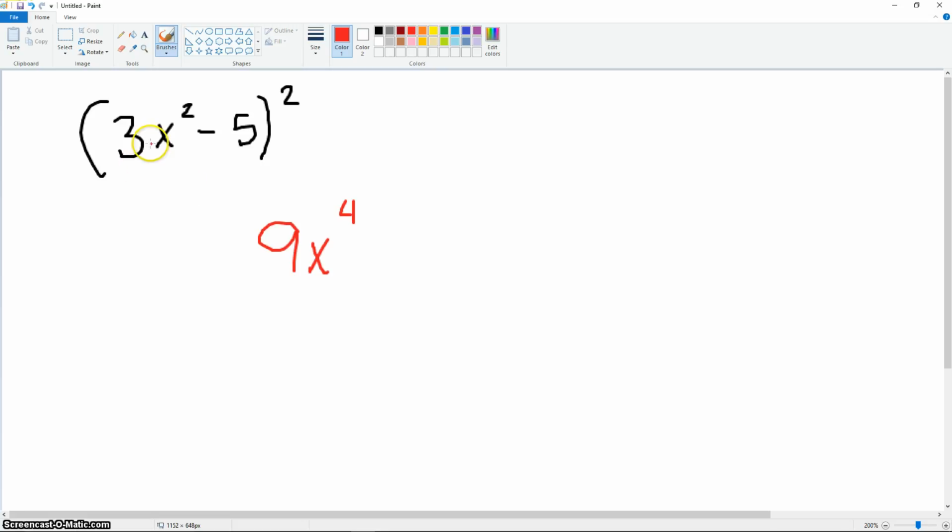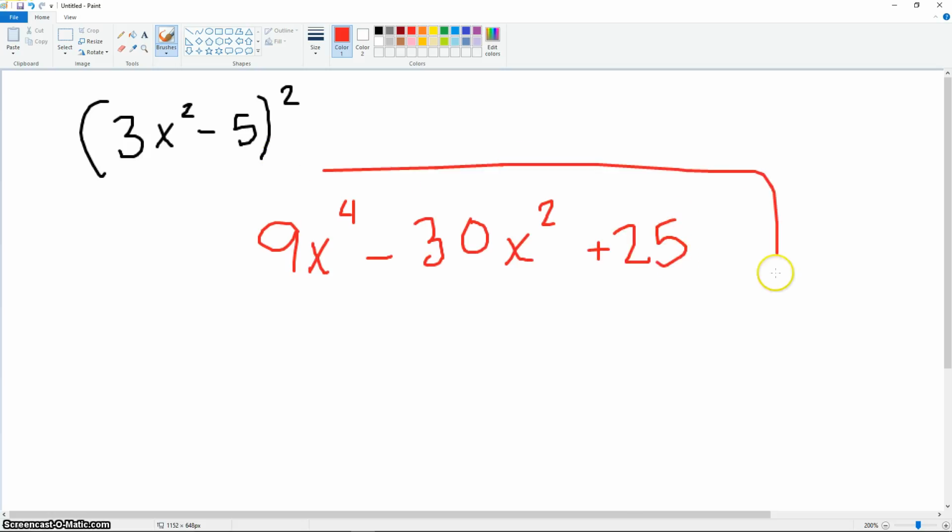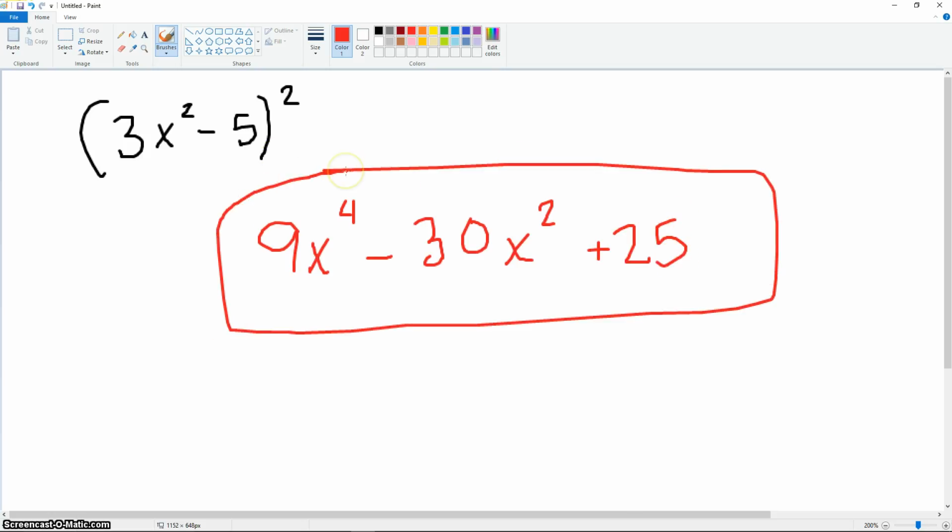Then you multiply the first times the second. What's 3x squared times a negative 5? That's a negative 15x squared. Double that negative 15x squared, and you get a negative 30x squared. And then you square the last, so square the negative 5, and you get a positive 25. And that's our expanded version.